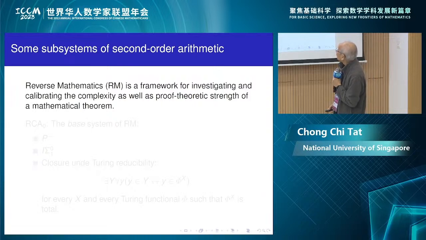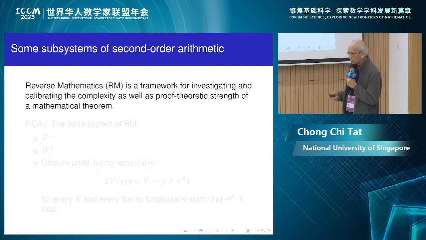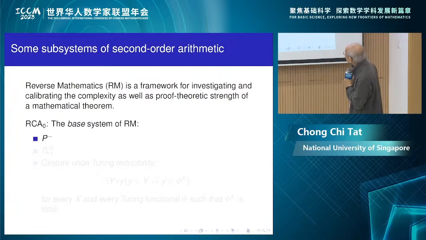Right. So reverse mathematics is a framework to calibrate the complexity of a theorem and also the proof theoretic strength of a theorem. We want to mention a number of basic, what is called the basic subsystems of second order arithmetic.